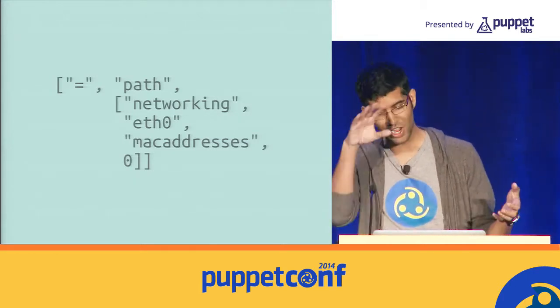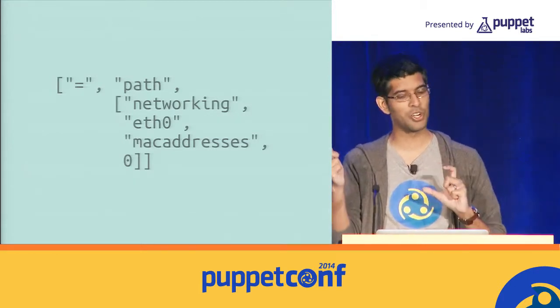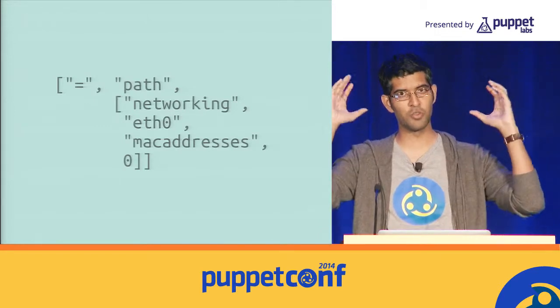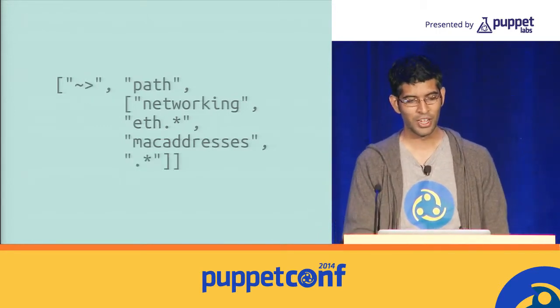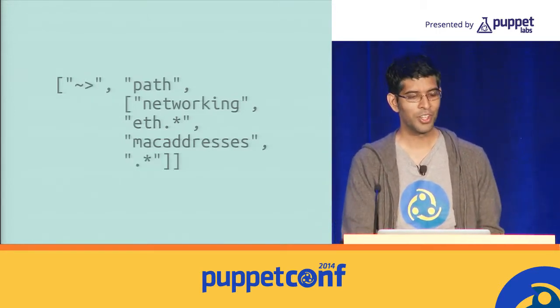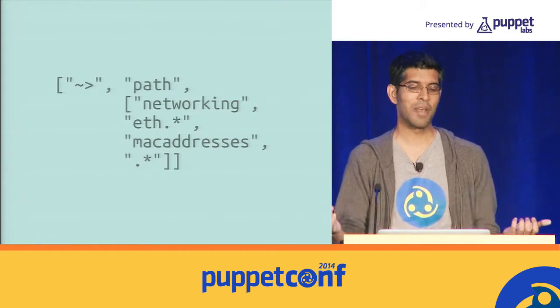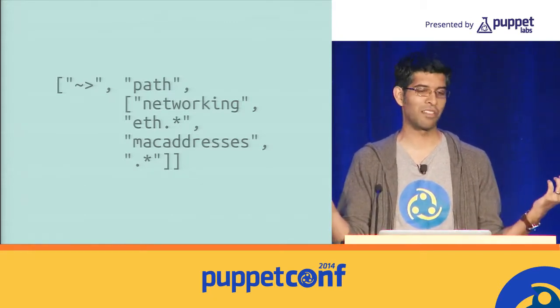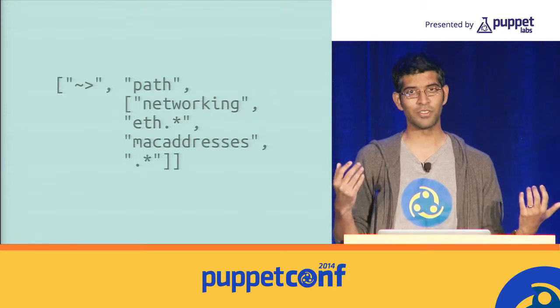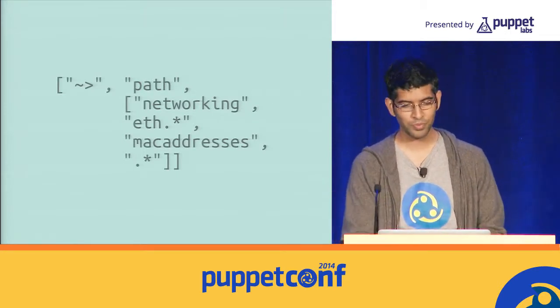So OK, I just want to get, basically you can do a path operation here, and you could say that's the one I want, and you give all the path components that you care about. We have regex support in here as well, so that if you say, look, I just want every MAC address from any ETH interface on any system, then you could put that stuff in there as well.